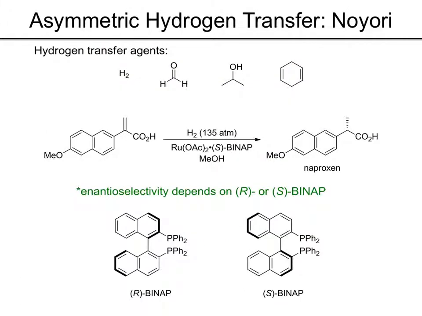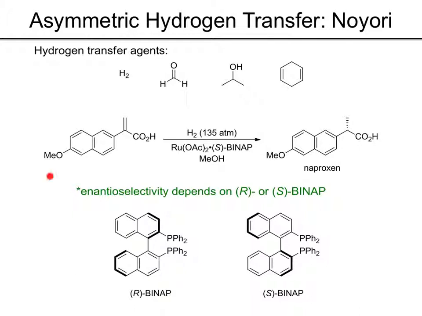Now we're going to look at an example of asymmetric hydrogen transfer. There are several of these reactions. We're going to focus on just one, which is the Noyori reduction. And when we talk about hydrogen transfer agents, the one that we look at most commonly is just hydrogen. We can also use, though, formaldehyde, isopropanol, and cyclohexadiene.